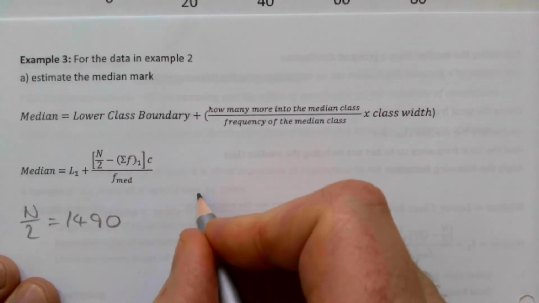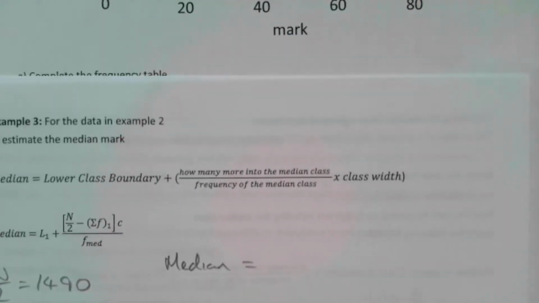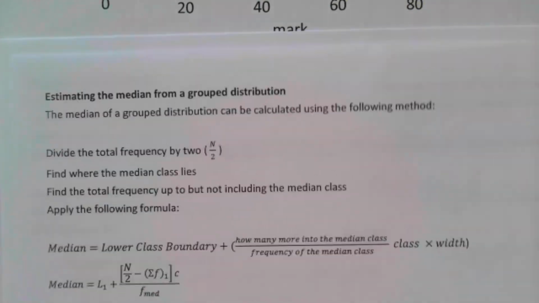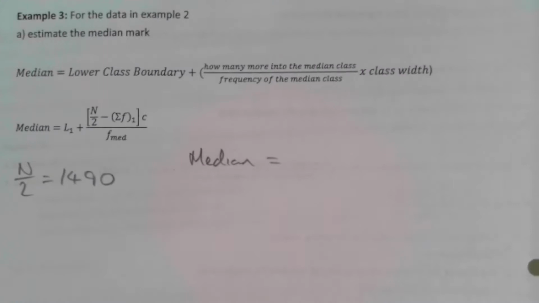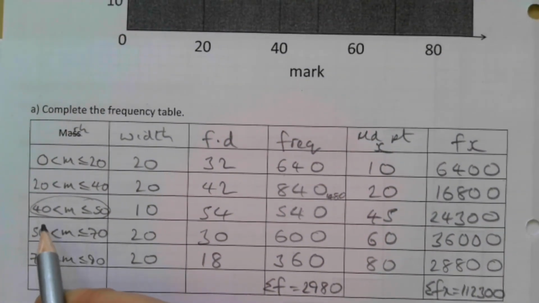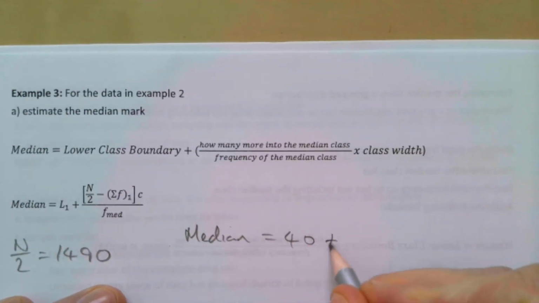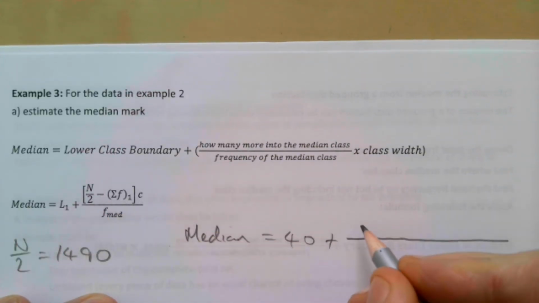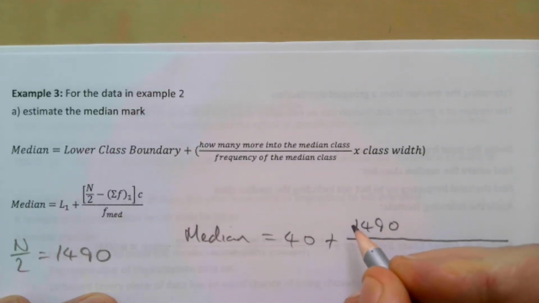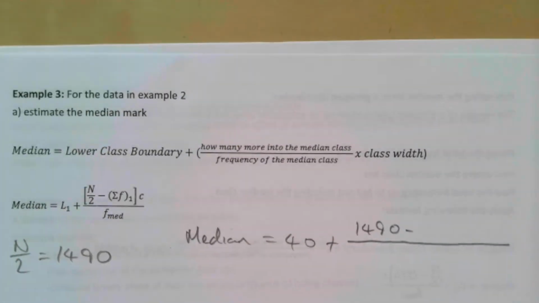So median equals L1, so let's look back and take our time working through this. The lower class boundary of the group containing the median. So that's going to be 40 plus n over 2, that's 1490. Take away the sum of the frequencies. So what's my sigma f1?